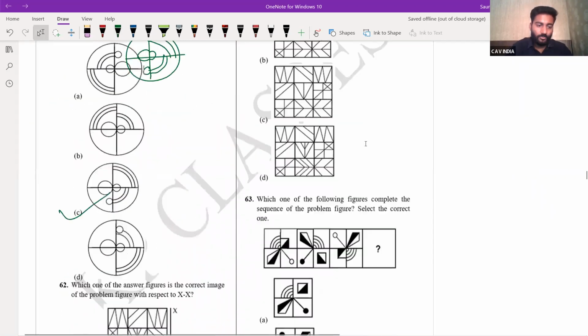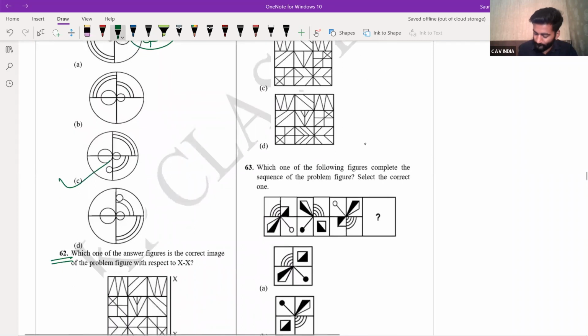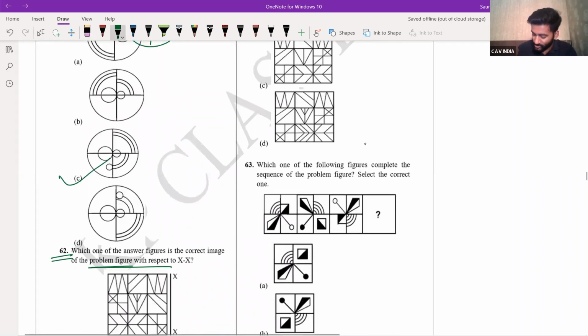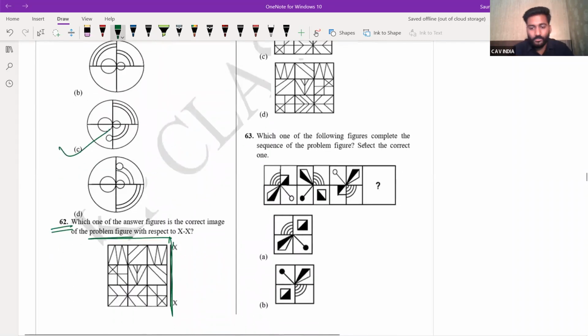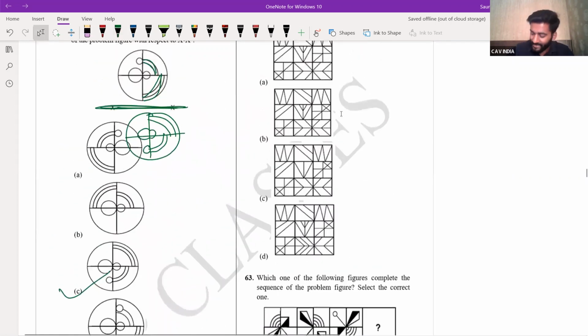Similar to that, you have 62, which is again a mirror image question. You have a mirror here. So we'll not discuss the details of it. Option 2 is the right answer.